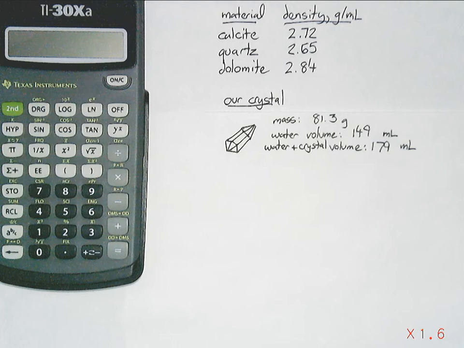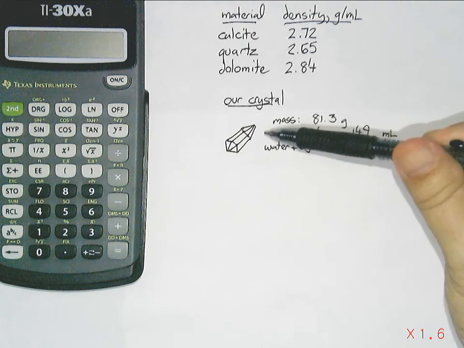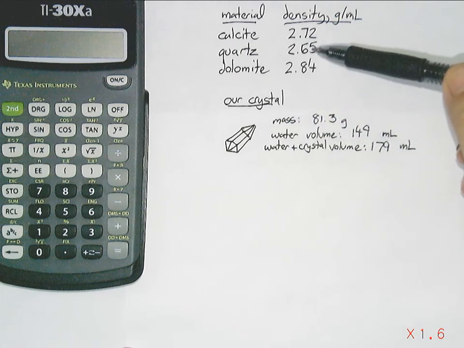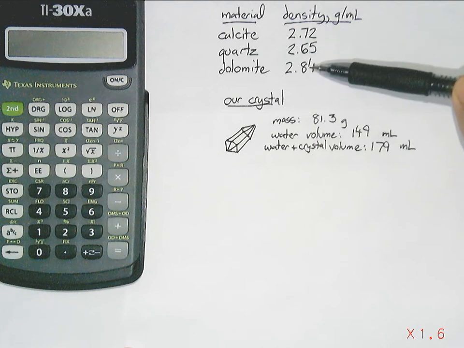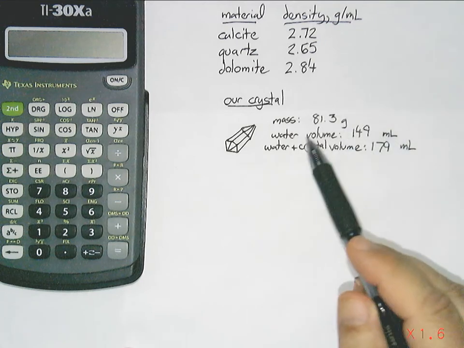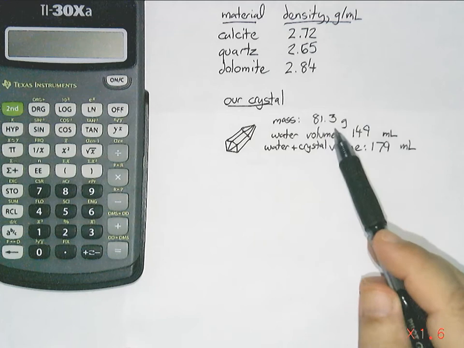All right, here is the problem. We have a crystal, and we want to decide, is it calcite, quartz, or dolomite, by looking at the density of the crystal. So our objective here is to find the density of the crystal, and we're given some experimental data. All right, we've got the mass, it's 81.3 grams.